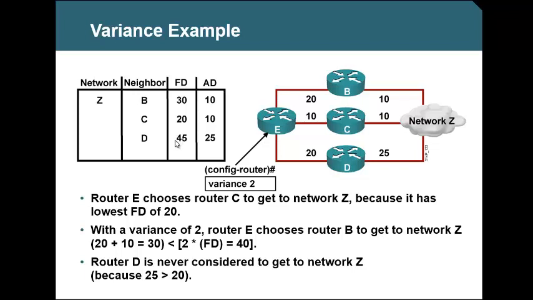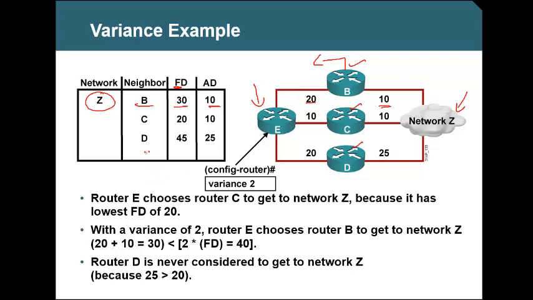Now to reach the network Z from E, we got three paths, one via B, another via C, another via D. The advertised distance via B is the metric of B. Metric of B is 10. So the total distance is the FD, which is this 20 plus 10 is 30. See, these things we learned earlier.